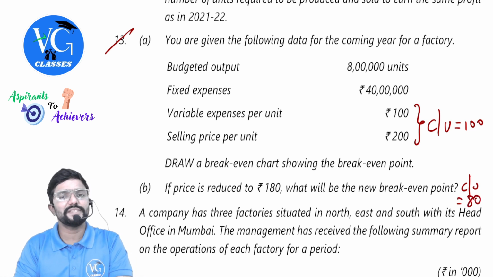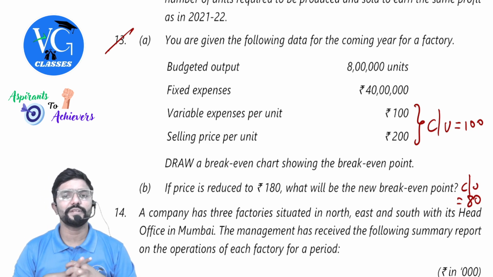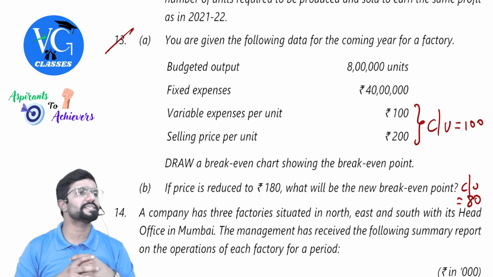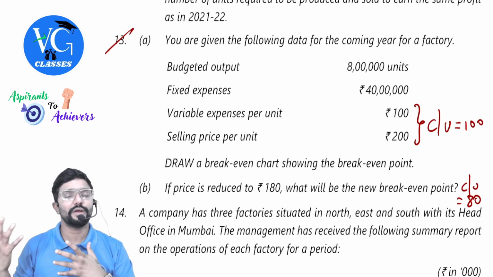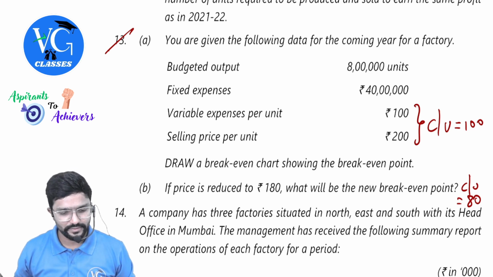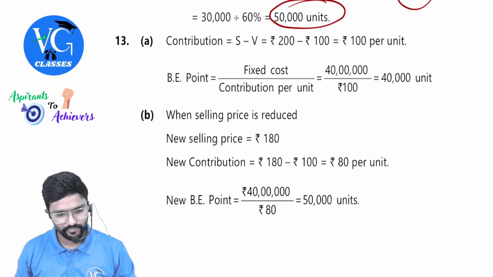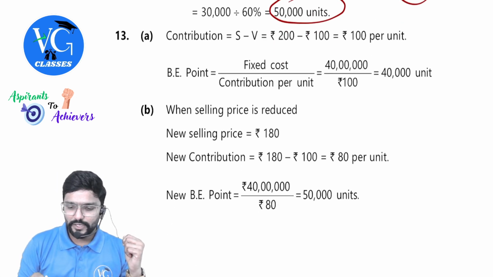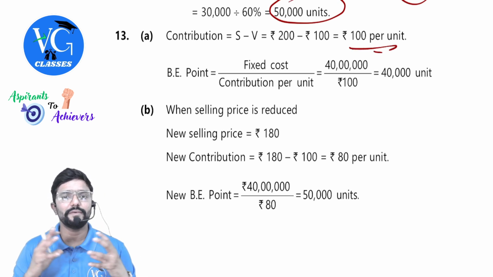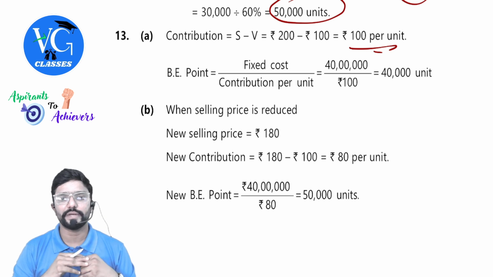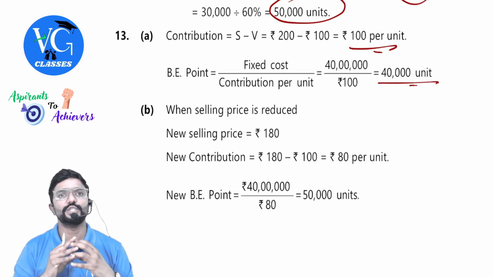Yes, sir. Fixed expenses divided by contribution per unit. Sir, I want to calculate in rupees. Can I calculate? Yes, into selling price you do, or else calculate PV ratio: contribution per unit divided by selling price per unit. Yeah. First, contribution per unit is 100, guys. Break-even point is fixed cost divided by contribution per unit. How many units? 40,000 units.